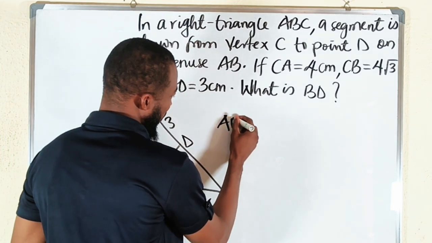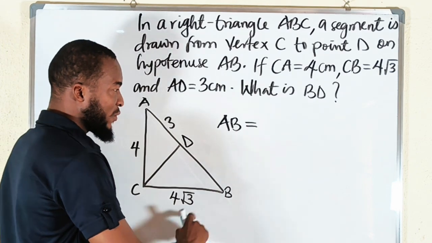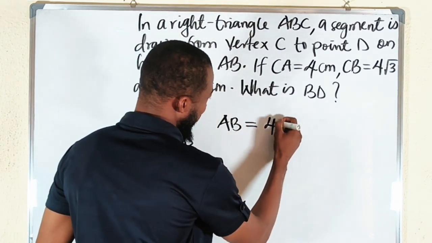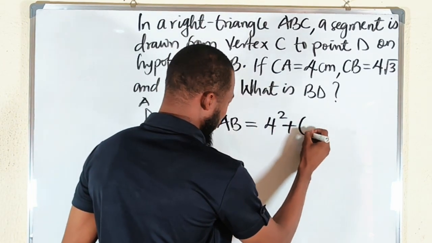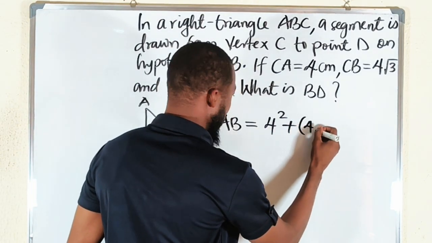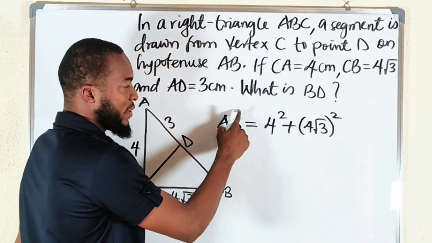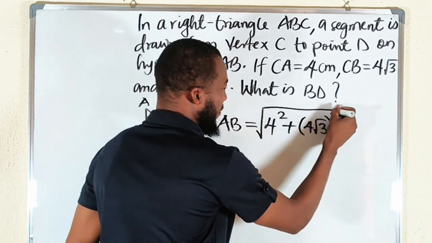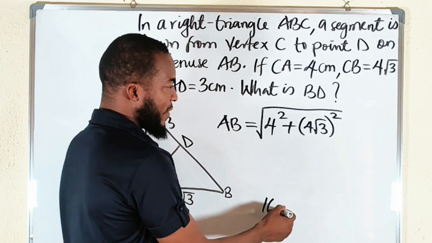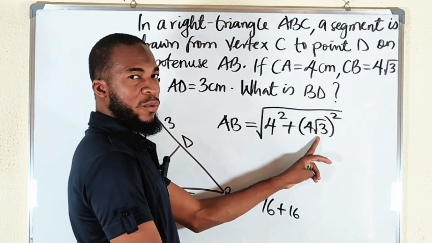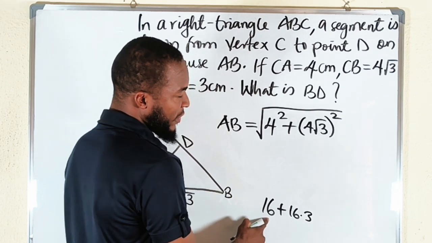squared, is equal to this squared plus this squared, that is 4 squared, plus this squared, which is 4 root 3 squared. Instead of putting a square here, you can take the square root of both sides. 4 squared is 16, right? 4 squared is another 16. Root 3 squared is 3. This is 48, plus this will give us 64.